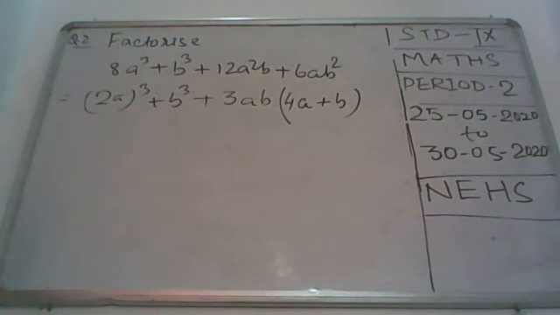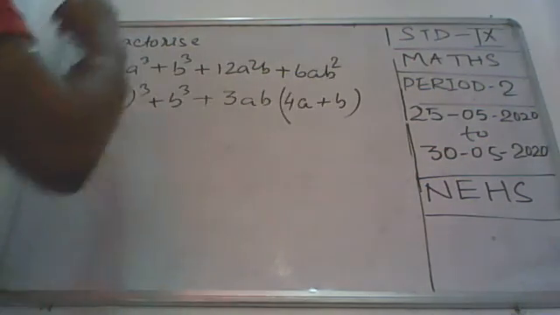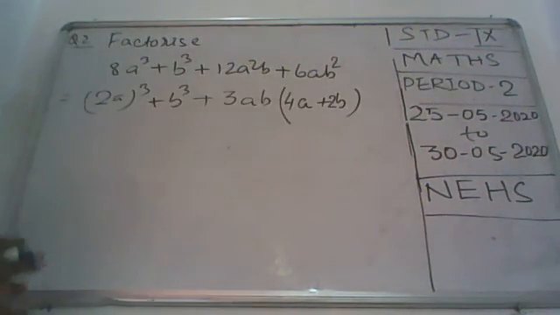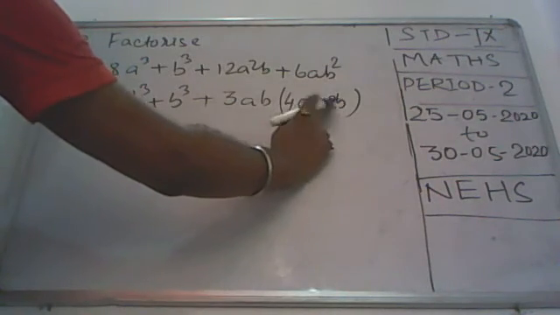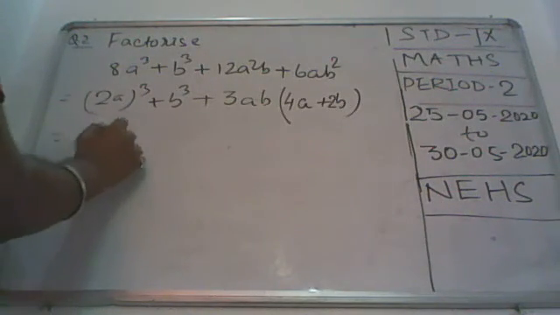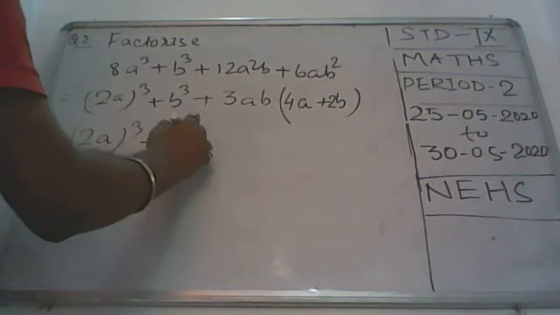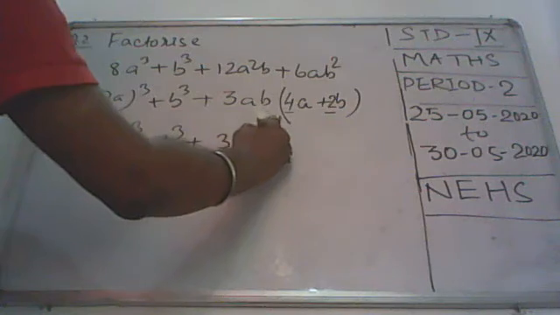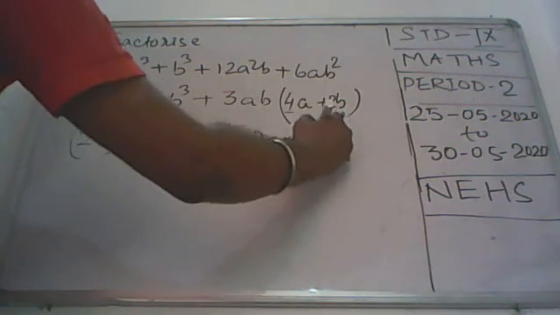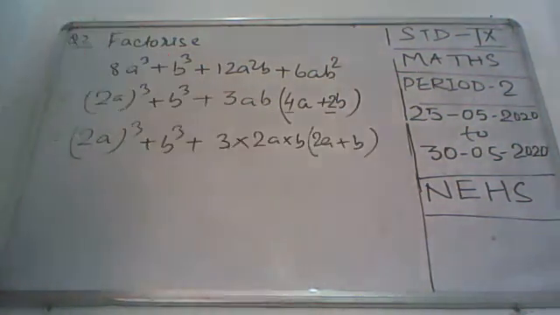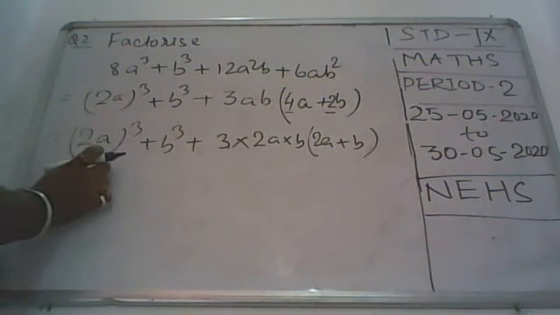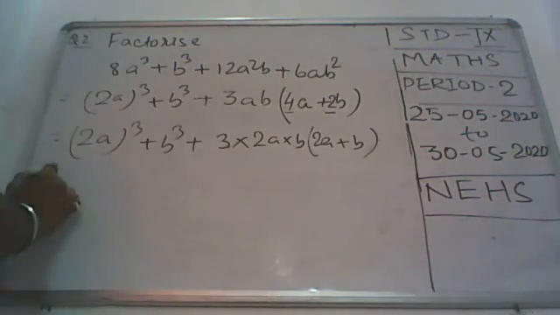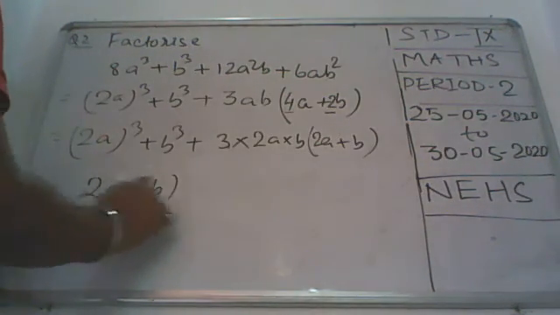Now sir, this is 2a and it is coming 4a. Okay, and that also 3 times 6. So we have one more chance: 2 can come outside from here. So it will become (2a) whole cube plus b cube plus 3 into, now 2 will come out from this 2, so it will become 2a into b. So inside will become 2a plus b. So now it is in the form of a cube plus b cube plus 3ab into (a plus b). So this is equal to (2a plus b) whole cube.